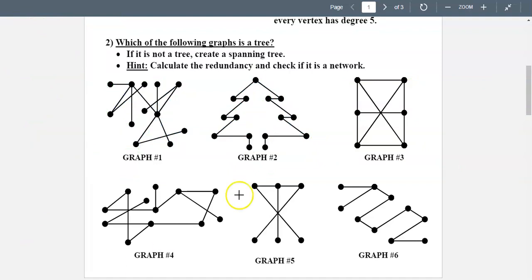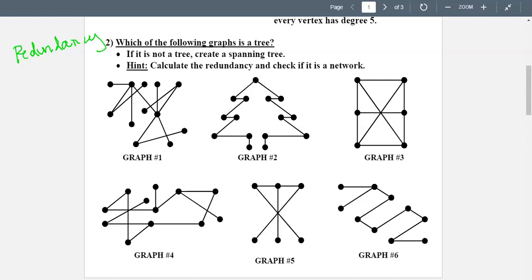So the second part of the question is asking you to calculate the redundancy for each of the graphs. So let's understand what redundancy is. Redundancy. Ooh, I know that looks awful. The pen's not cooperating. So redundancy has to do with how many possible edges need to be removed in order to make a graph a spanning tree.